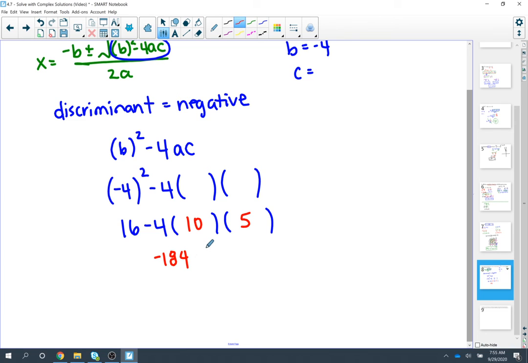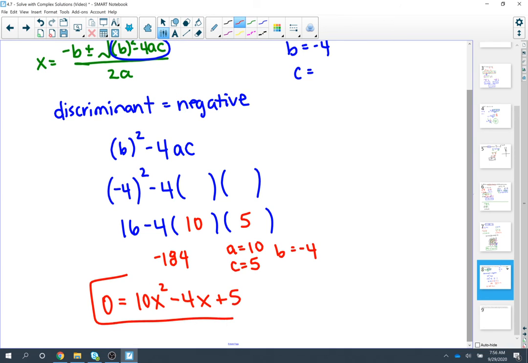So what I just said here in my solution was that a is 10, c is 5, and b we already knew was negative 4. And it told me to do that and write the equation. So the equation, not the function, the equation would be 0 equals ax squared plus bx plus c. So a, 10x squared, plus bx, which in this case is negative 4, so negative 4x, plus c, which we said was 5. That is an equation with two imaginary solutions.